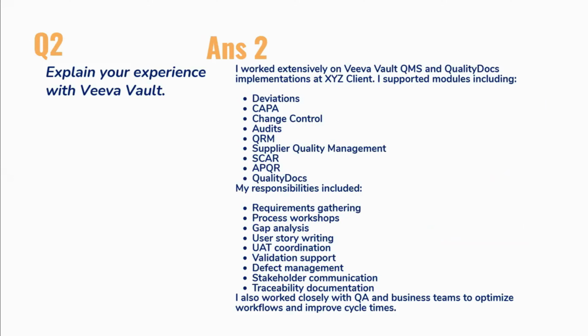So for this XYZ client, you have supported deviation, CAPA, change control, audit, QRM, let's say SCAR, supplier quality management, quality docs. And your responsibilities included that you supported the requirement gathering, process workshop, gap analysis, user story writing, UAT coordination, validation support, defect management, stakeholder communication and traceability documentation. So you also work closely with the QA and business team to optimize the workflow and improve cycle time. So these are the parts you have to work on in your experiences.